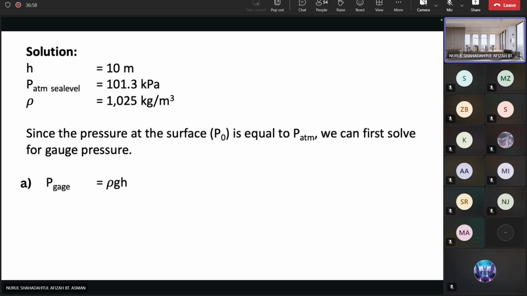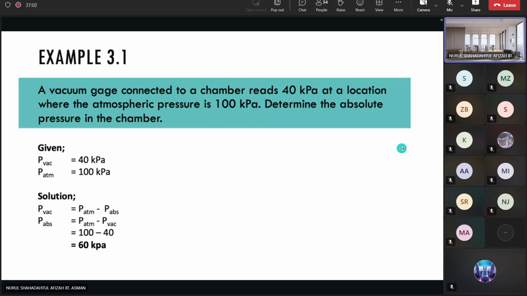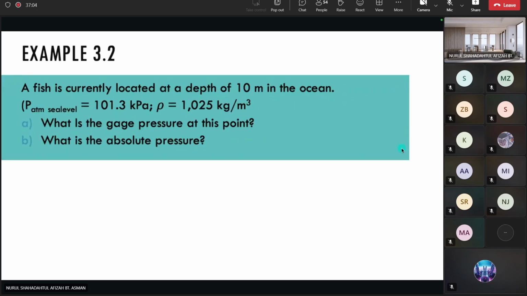Okay, I think I'll give 5 minutes for you to do this example. So later I'll mention anyone's name to give me the answer.